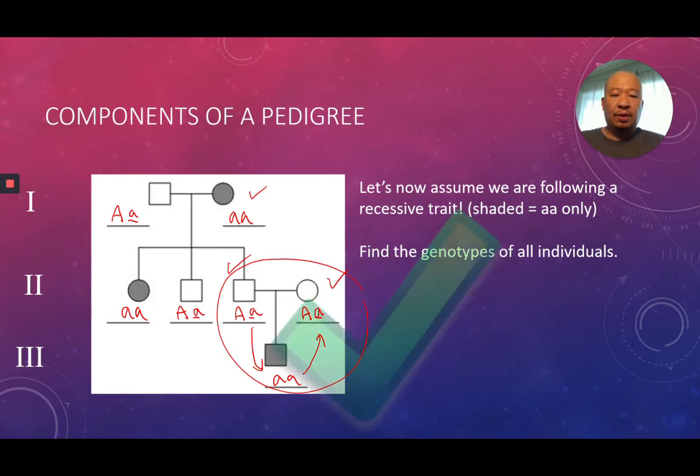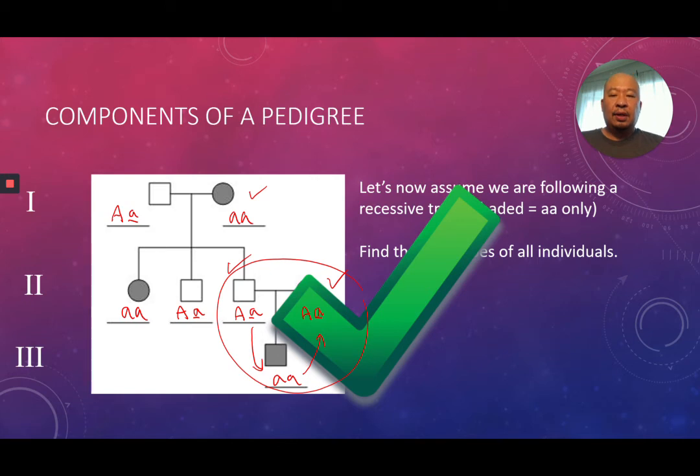Okay. So this is what I mean about inheritance patterns. The dominant traits show a specific pattern from generation to generation, and the recessive traits show a different pattern from generation to generation. And sometimes we have to kind of figure this out in a pedigree, okay, before we actually can use or do anything useful with it, right?